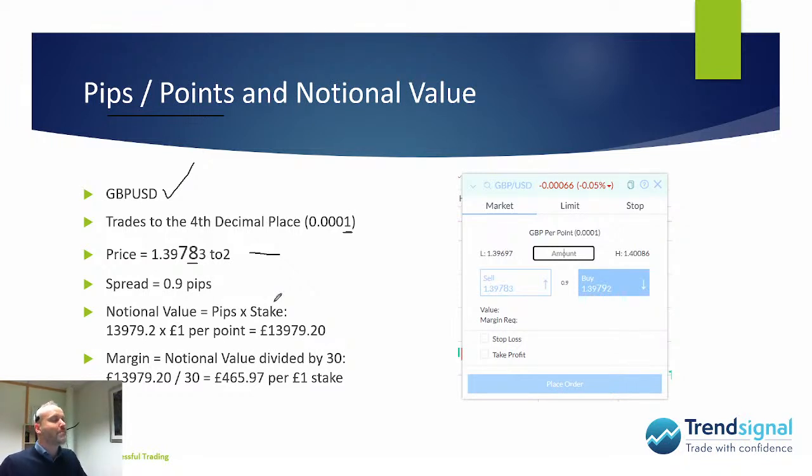Now, what many modern brokers will do is try and make it a bit clearer as to what you're staking, because if you get the decimal point in the wrong place, effectively, or the pip value in the wrong place, it means your notional value will be too big.